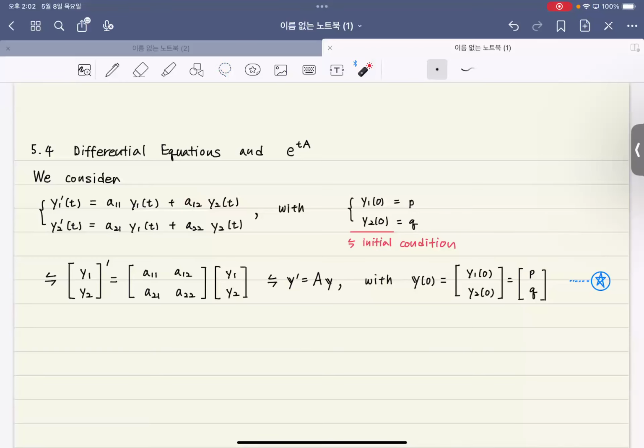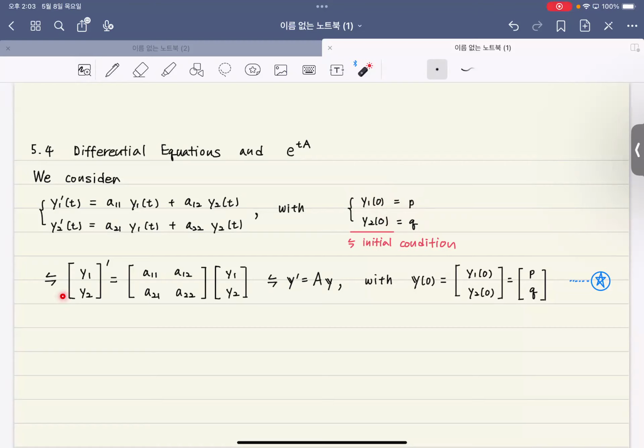On top of that, we are not only looking for a solution satisfying these equations, but also for y1 and y2 satisfying additional conditions. Here, P and Q are constants given in your problem, and this condition is called the initial condition. That means we are looking for functions y1 and y2 such that at time t equals 0, y1 must be P and y2 must be Q. The question is, can I find the functions y1 and y2 satisfying these conditions?